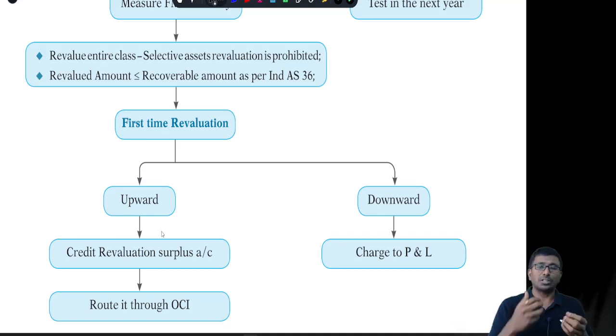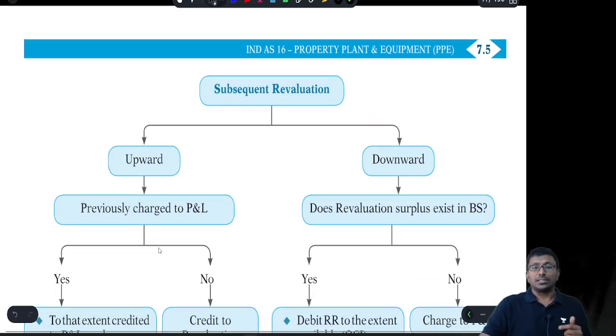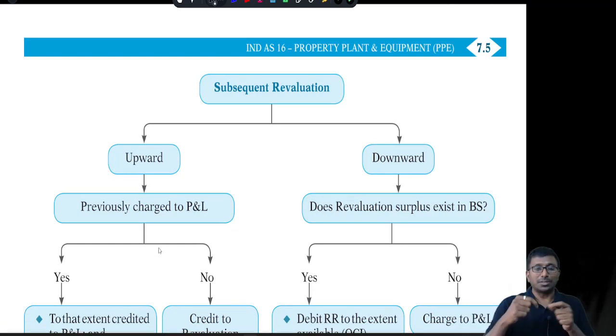First time you are revaluing, if it has gone upward, it will be transferred to revaluation reserve account. In case of Ind AS, it will be routed through OCI. If it is a downward revaluation, on conservatism, it will be charged to P&L. And next, subsequent revaluation is based on how you did it the first time.